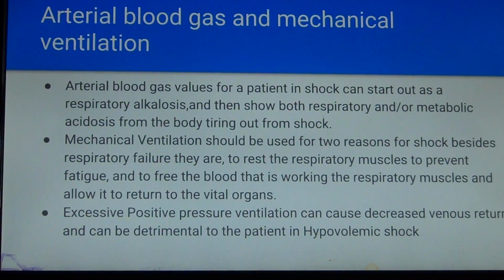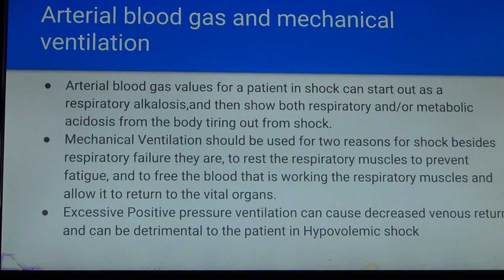Arterial blood gas and mechanical ventilation. Arterial blood gas values for patients in shock can start out as a respiratory alkalosis and then show a respiratory and/or a metabolic acidosis from the body tiring out from the shock.